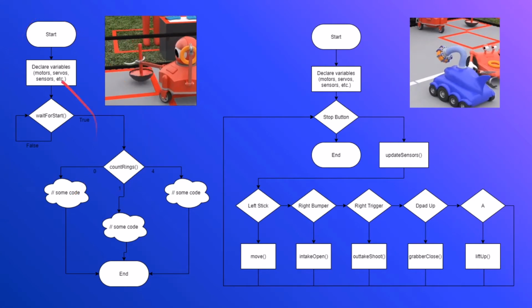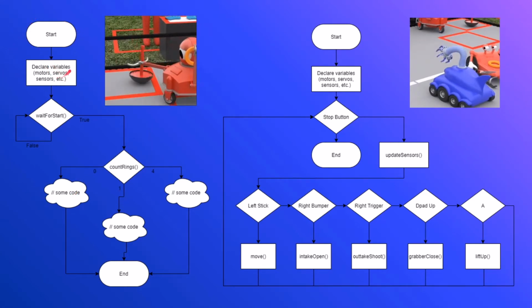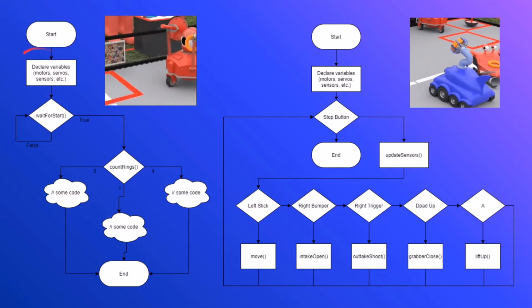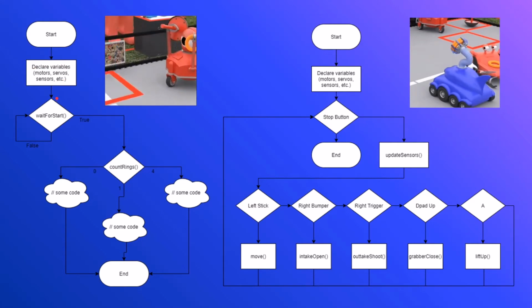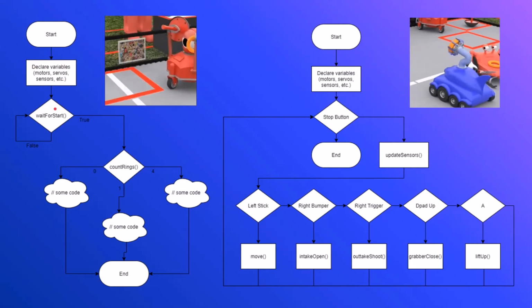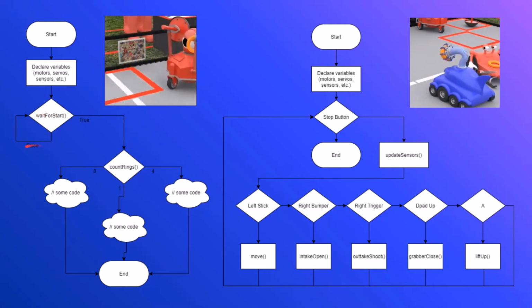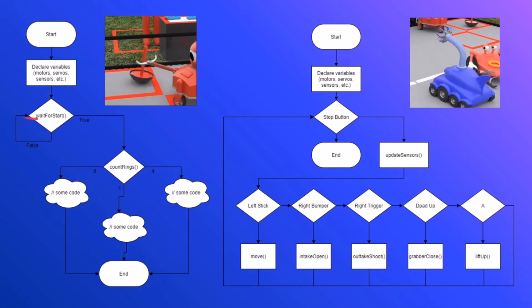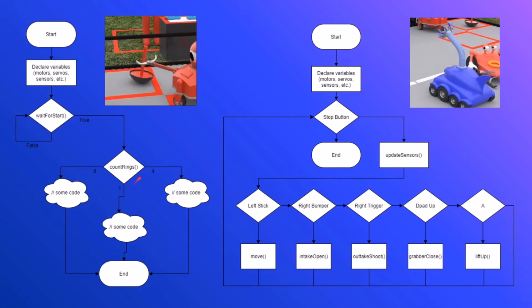So over here on the left, we have your autonomous. Essentially, when you start your program, you have to define all the pieces of hardware that you're going to be using. So your motors, your sensors, everything. And with the autonomous period, you have to wait to press a play button before the code will actually start running. So if you haven't pressed the button yet, it keeps looping until you do press it, in which case it's true, it'll start running the code.